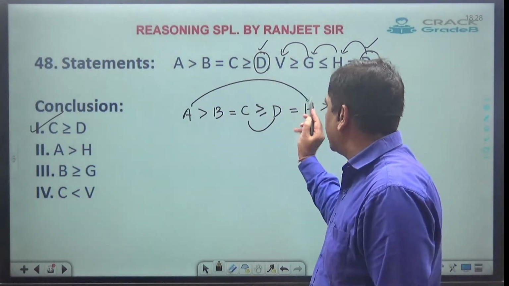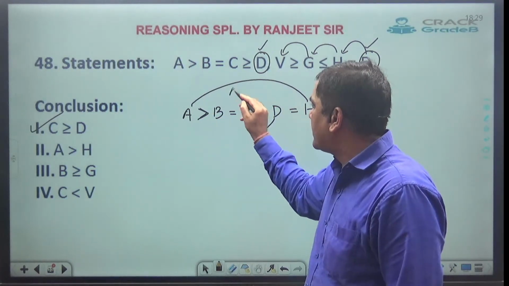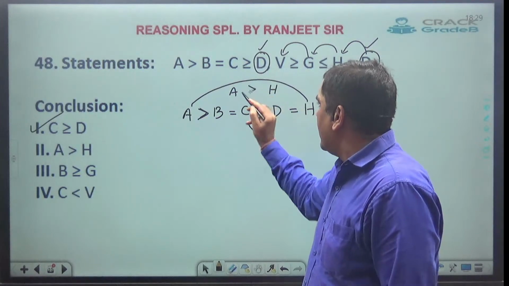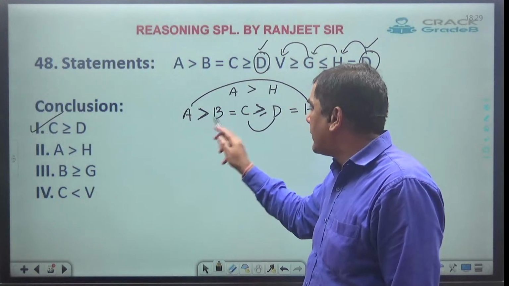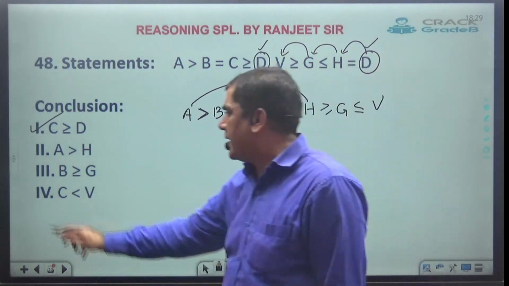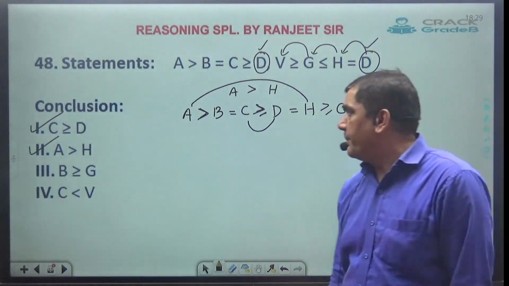Second one, between A and H. All the faces are towards A. Equal to is there, equal to is there, equal to is there, equal to is not there, so equal to should not come. Second is also correct. Clear?